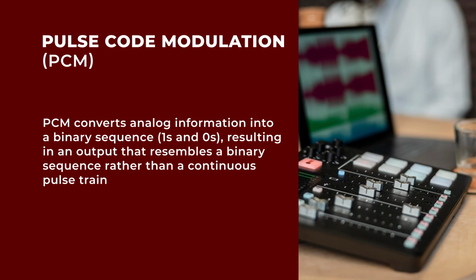Various modulation techniques exist, and pulse code modulation, that is called PCM, is a widely used digital modulation technique. PCM converts analog information into a binary sequence in the form of 1 and 0, resulting in an output that resembles a binary sequence rather than a continuous pulse train. In PCM, each binary digit represents the approximate amplitude of the signal at that instant.